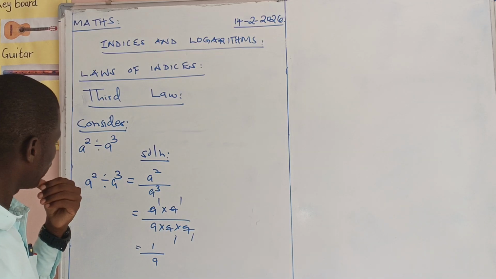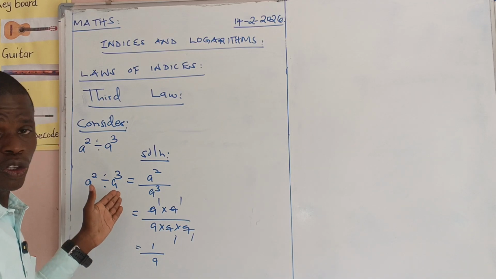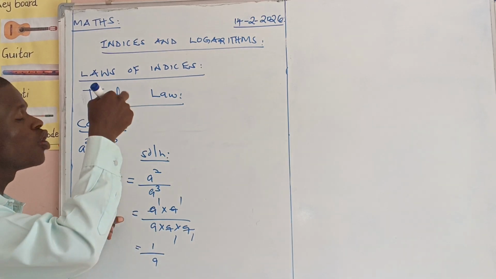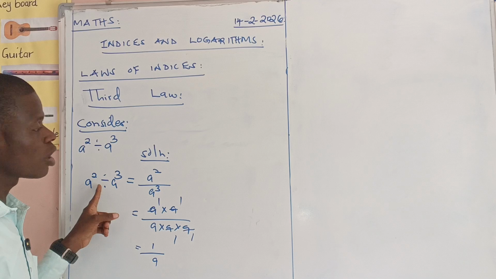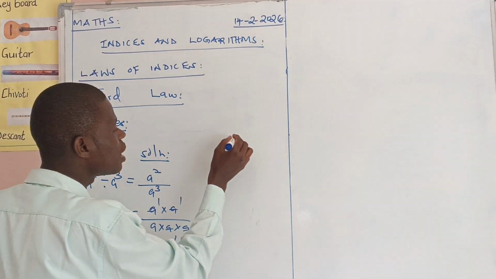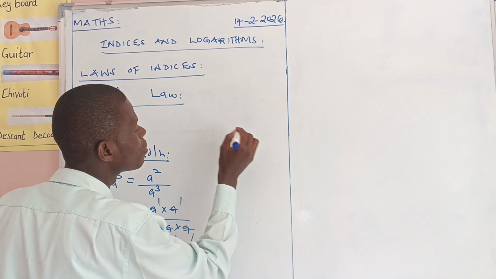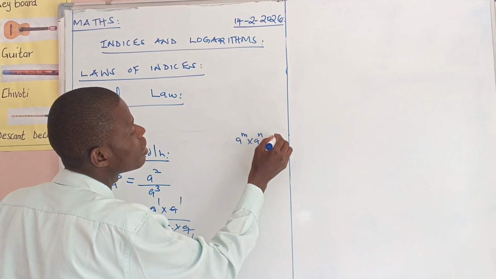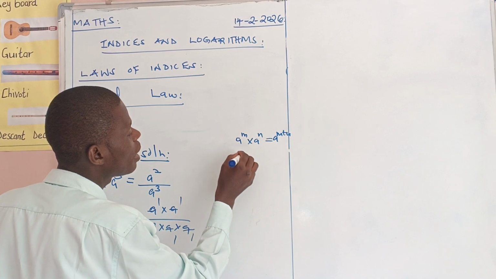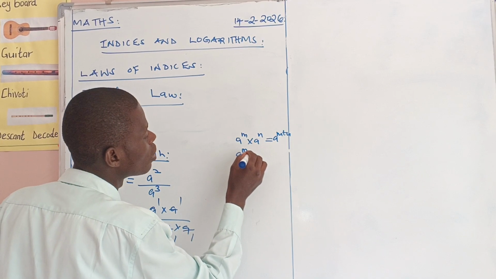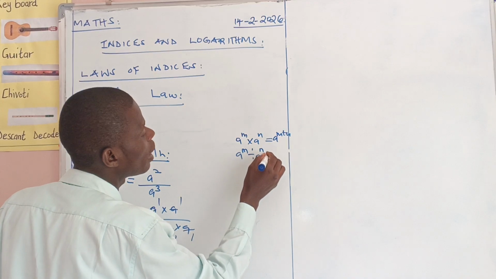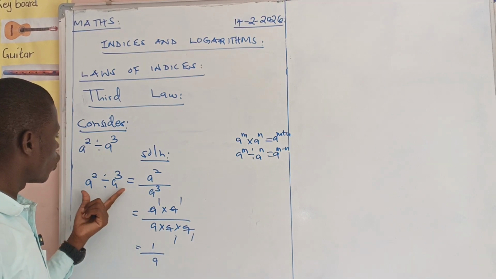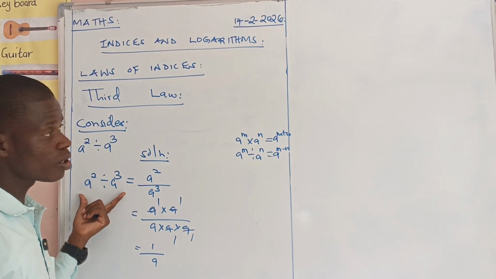So if I have 1 over a, and I did not use the laws of indices, I can now apply the laws we talked about in the previous lesson to solve this. Remember, if you have a raised to power m times a raised to power n, we add the powers: a raised to power m plus n. If you have a raised to power m divided by a raised to power n, this is a raised to power m minus n. I'm subtracting. So I can also use the laws of indices to solve this.